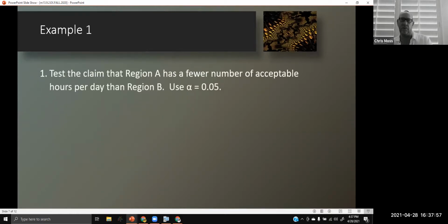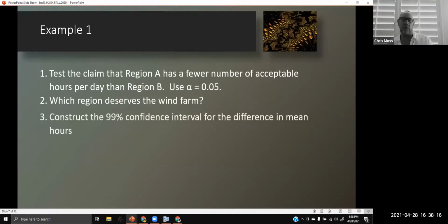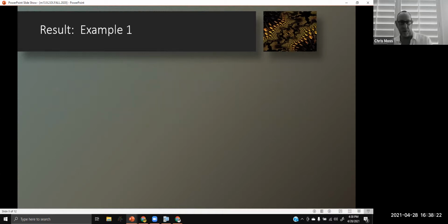The first thing we're going to do is test the claim that region A has fewer number of acceptable hours per day than region B. We're going to use an alpha level of significance of 0.05. Then we'll make a determination which of the two regions deserves the wind farm. Then we're going to construct the 99% confidence interval for the difference in mean hours between the two regions.